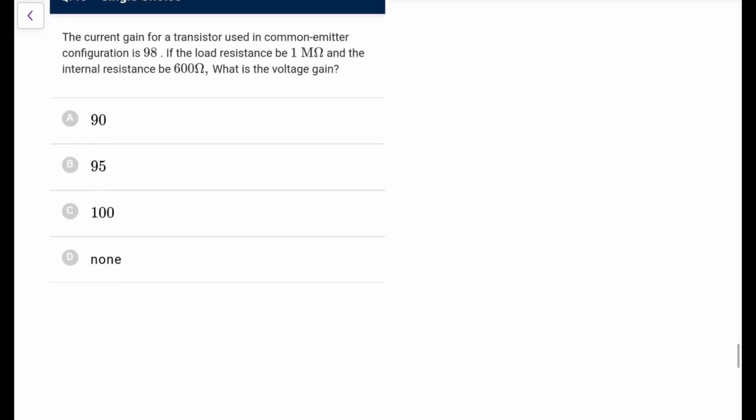Next one. The current gain for the transistor in CE mode is 98. Load resistance is given, and voltage gain is simply A_V equals resistance gain into current gain. Current gain is 98. Resistance gain is 1 by 10 to the power 6 upon 600. So what we have now is 49 by 3.